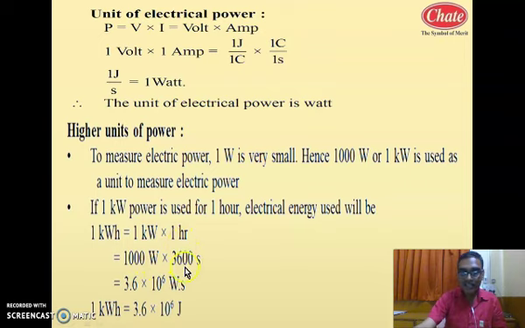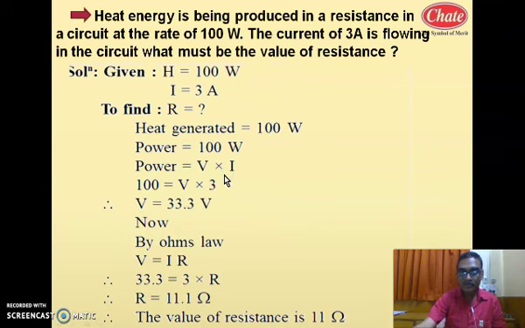So 1000 watt into 3600 seconds is 3.6 into 10 raised to 6 watt second. But what is watt? Watt is joule per second. So second gets cancelled. So 1 kWh is 3.6 into 10 raised to 6 joule. So 1 kilowatt hour is 3.6 into 10 raised to 6 joule. See students, now let us solve the problems based on this.